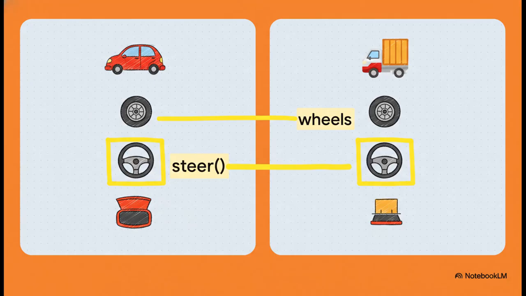Okay, let's dive into this. On the left, we've got our car blueprint. On the right, a truck. Now, as you can see, they both share some common stuff, right? They both have wheels, and more importantly, they share the exact same steer method. We've written the same logic in two separate places. I mean, sure, it works, but it is not smart.